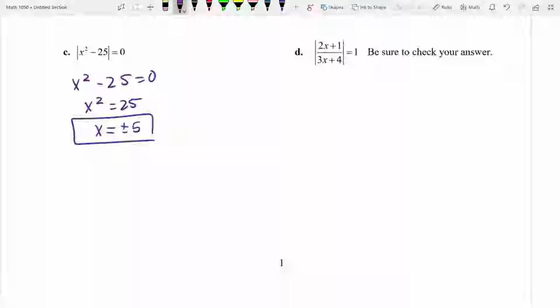But if you take the square root, bless you, you've got to put the plus or minus in front. Okay? Okay, that was question C. Here's question D.